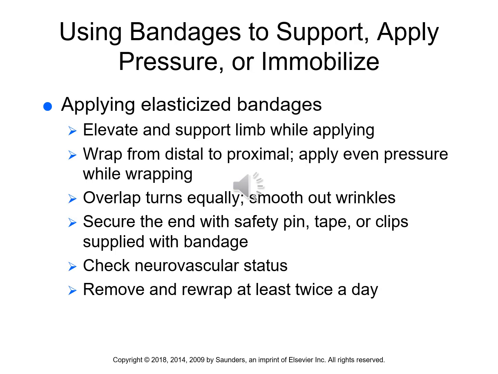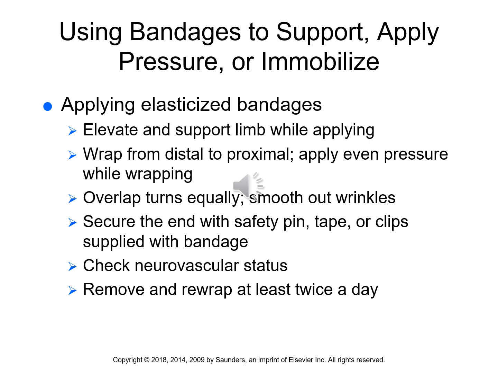Okay, so applying an elasticized bandage, that would be like an ace wrap or something like that. Remember, when you're applying those things, you want to go from distal to proximal. Remember, we said, that's from the bottom up, going towards the heart, whether it's the arm or the leg. We're going distal to proximal because we want to promote circulation back to the heart when we're wrapping.